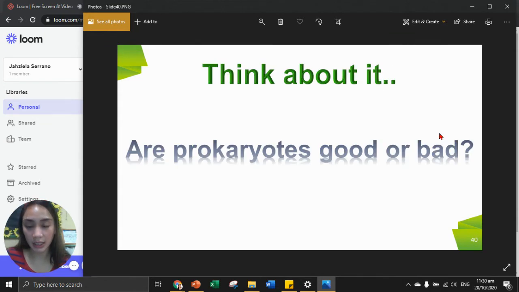Okay, so if we think about it, are prokaryotes good or bad? What do you guys think about this question? Most of the prokaryotic cells that I've discussed are mostly bad. But based on your answers, prokaryotes can be good. Some are good, such as the bacteria used in fermentation. We also have bacteria used for cheese and other food processing to prolong shelf life, such as Yakult, Lactobacillus. So not all prokaryotic cells are bad. We also have some good bacteria.